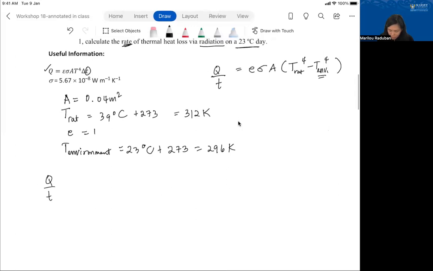Then you can substitute everything into the equation. E is 1. Sigma is 5.67 times 10 to the negative 8, times the temperature of the rat in Kelvin, 312 raised to the power of 4, minus 296 raised to the power of 4.